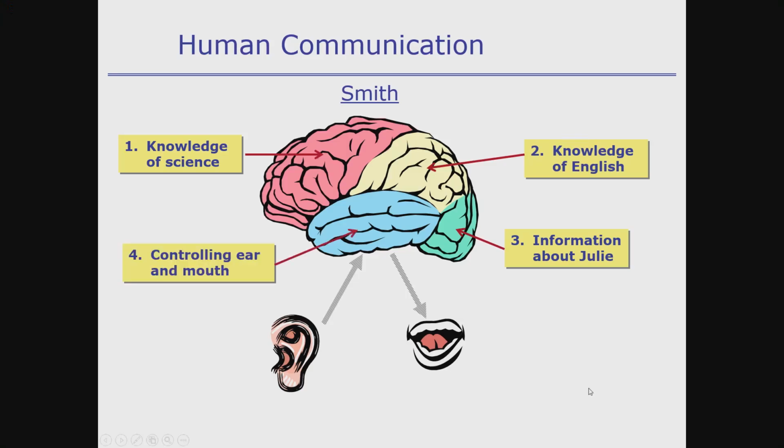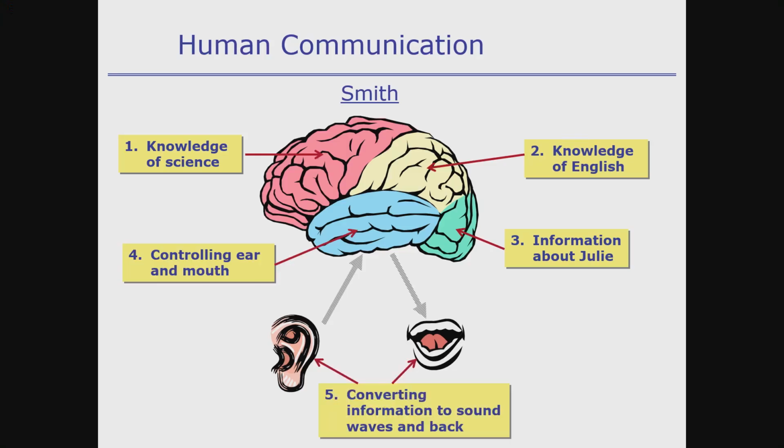And then they have to be able to control their mouth and ear, because if they want to discuss and both of them are speaking at the same time, nobody will hear. So the same thing will happen in computer networking, right? And then you need a way to convert the information into sound waves and back, right? So this is Smith's plane. Same thing with Julie. They have to have the same situation.